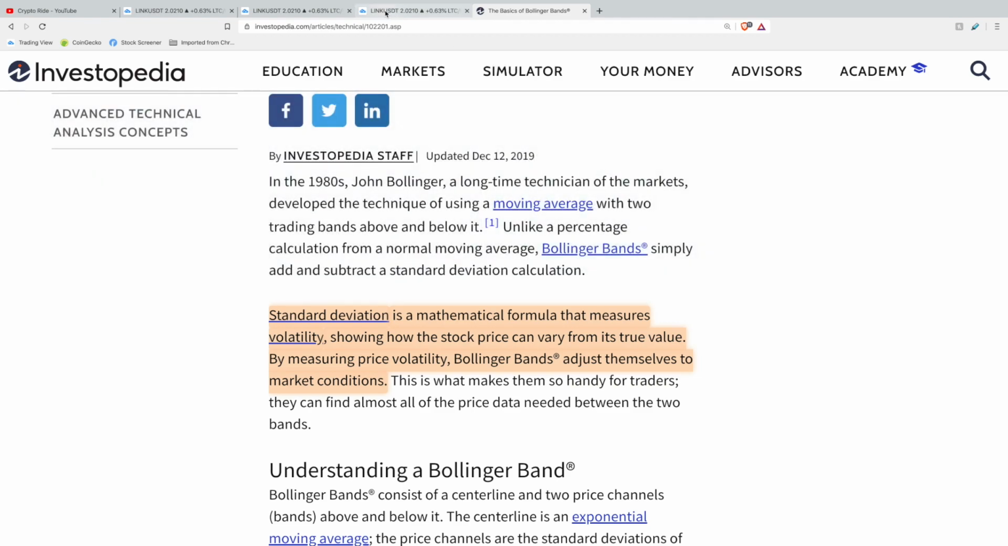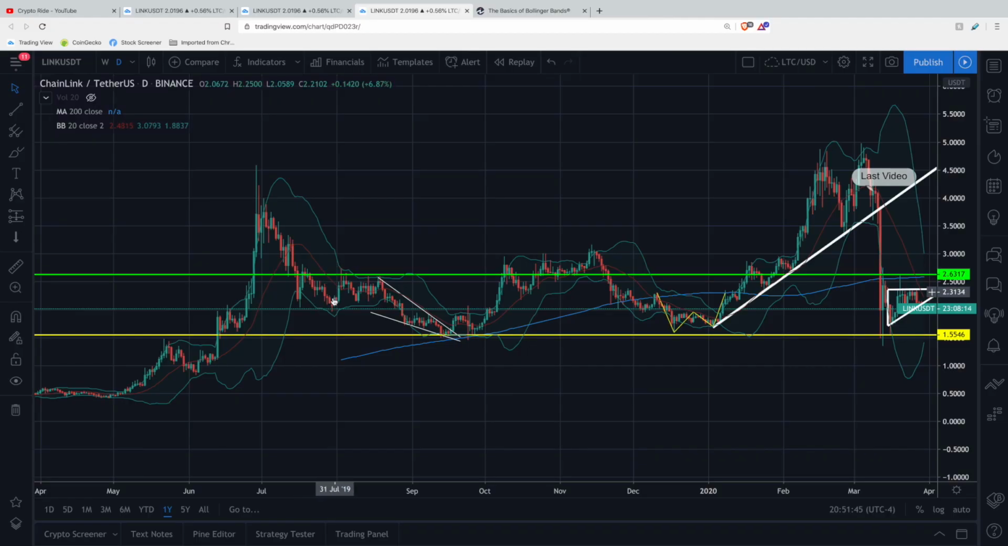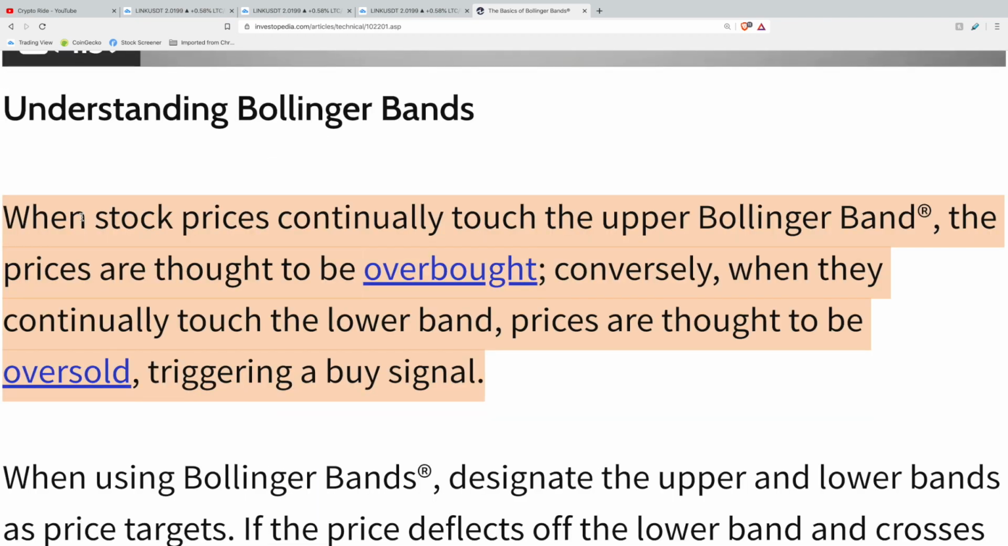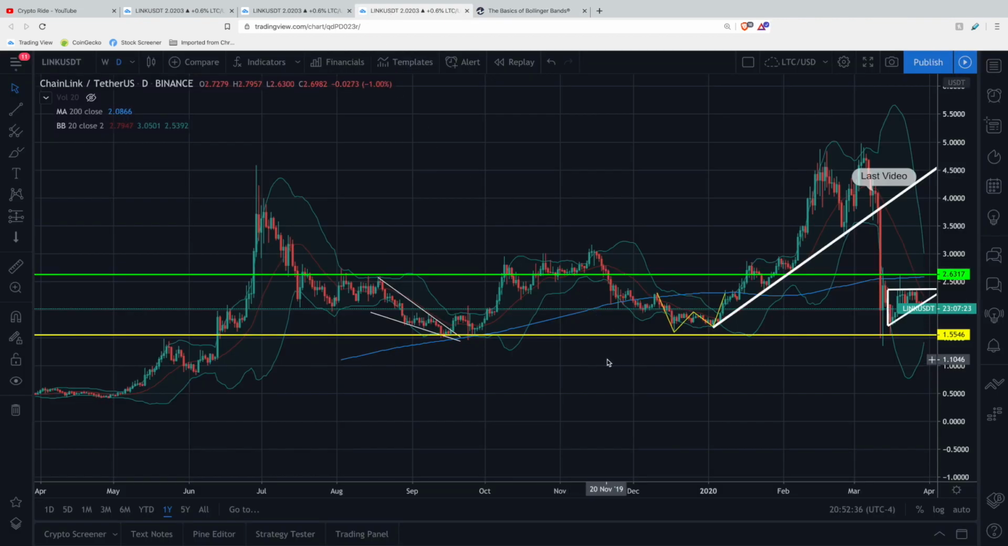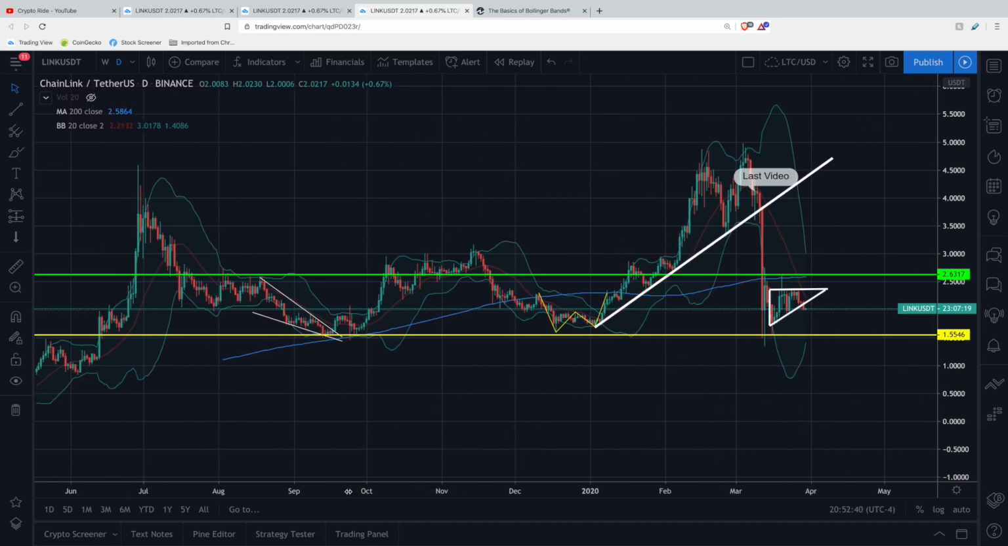So that red line is your moving average. And then these green lines really track the volatility of a particular equity, or in this case, cryptocurrency. When a stock price continually touches the upper Bollinger Band, the prices are thought to be overbought, meaning they'll probably reverse and head lower. Conversely, when they continually touch the lower Bollinger Band, they're thought to be oversold. And so what I wanted to do, aside from just give you a brief explanation, is just talk about how this has reacted on the Chainlink chart just for a minute here.